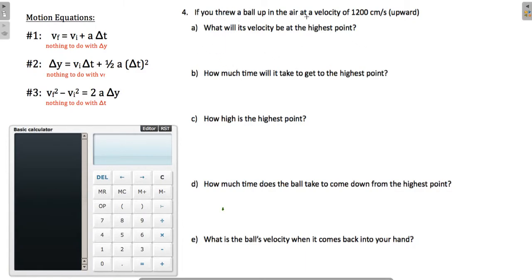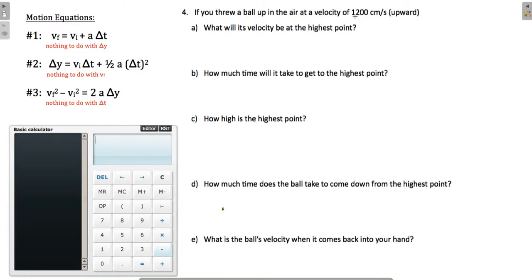Okay, number 4. If you threw a ball up in the air at a velocity of 1200 centimeters per second, part A asks, what will its velocity be at the highest point? We could answer that right now. It takes no calculations at all, just a little bit of thinking. However, let's look at what they gave us first.